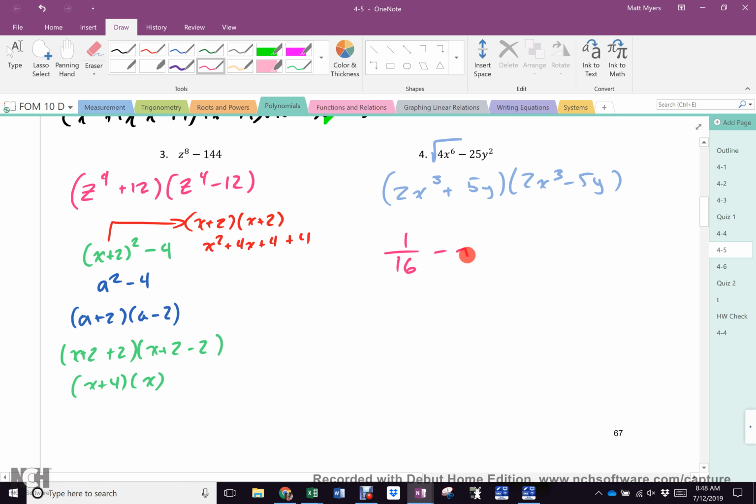Okay, what if I gave you one that looked like this? 1/16 minus x squared. What would you do with that? First of all, is it a difference of squares? But what's weird about it? Two things now. There's a fraction, and it's written in the opposite order. There's no wrong order, because they're still different squares, right? So, if it was 16 minus x, what would you write?